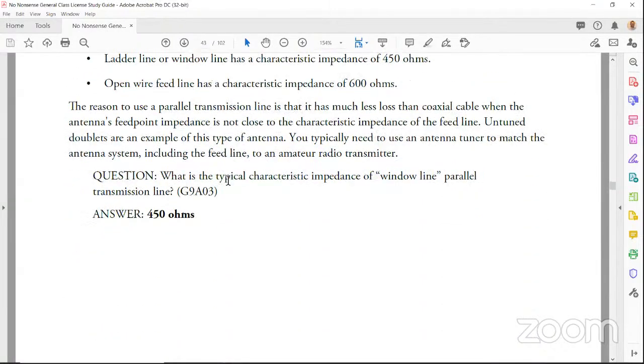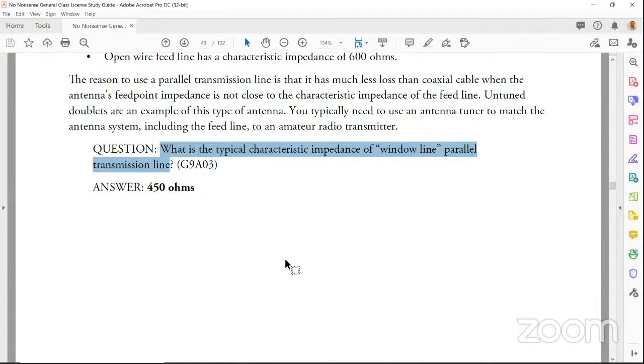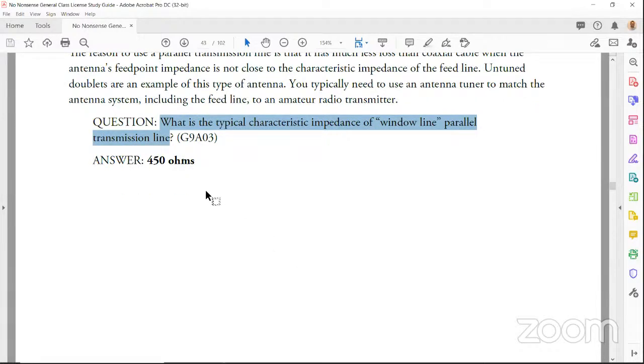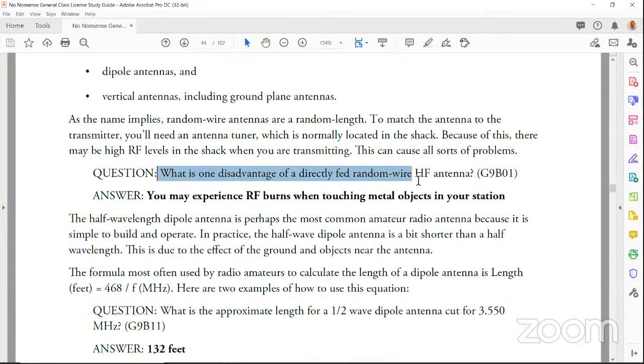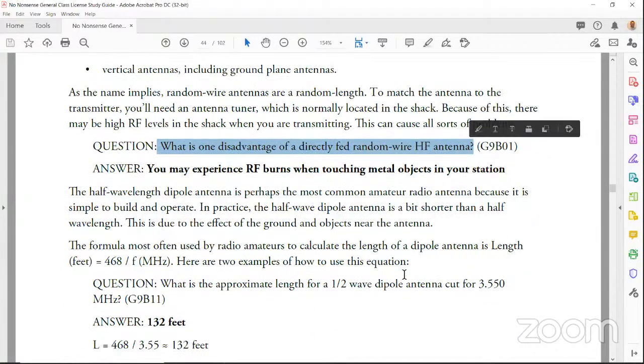Okay, moving right along. What is the typical characteristic impedance of window line parallel transmission line? Okay, and we learned that sometimes window line is called ladder line. We learned last session that ladder line, what is called window line, is 450 ohms. We learned about a couple others and what the impedances were, but note that window line is 450 ohms characteristic impedance.